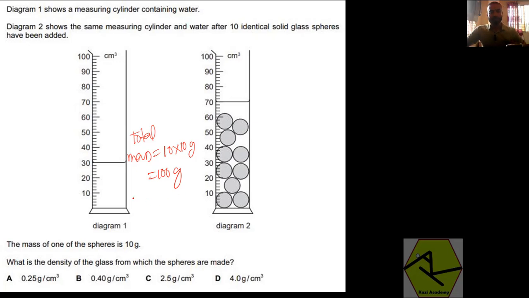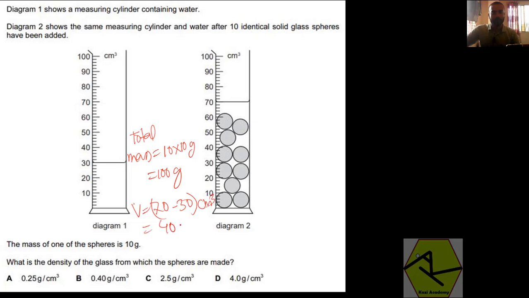And what is the density of the glass from which the spheres are made? What is the density of the glass? Okay, so we need to find the total volume here. Total volume V equals to this 70 minus 30, 70 minus 30 cubic centimeter, equals to 40 cubic centimeter.